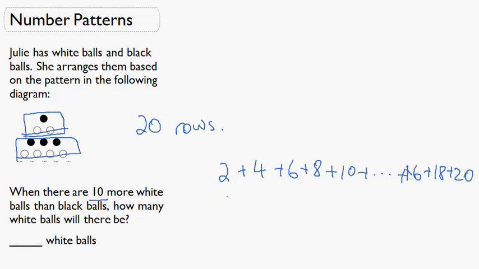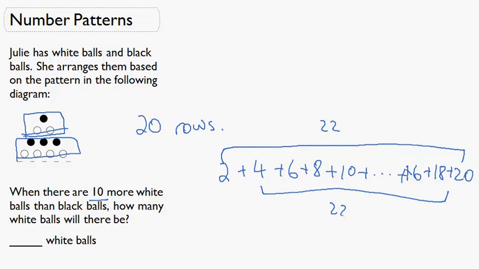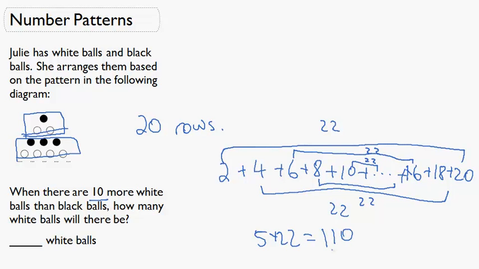So if you add 2 plus 20, then that is equal to 22, right? And 4 plus 18 is also equal to 22. And then 6 plus 16 is also equal to 22. And then 8 plus 14 is 22. And then 10 plus 12 is 22. And that is basically it. So you have a total of 5 22s. So 5 times 22 is equal to 110. And so the answer here is 110.